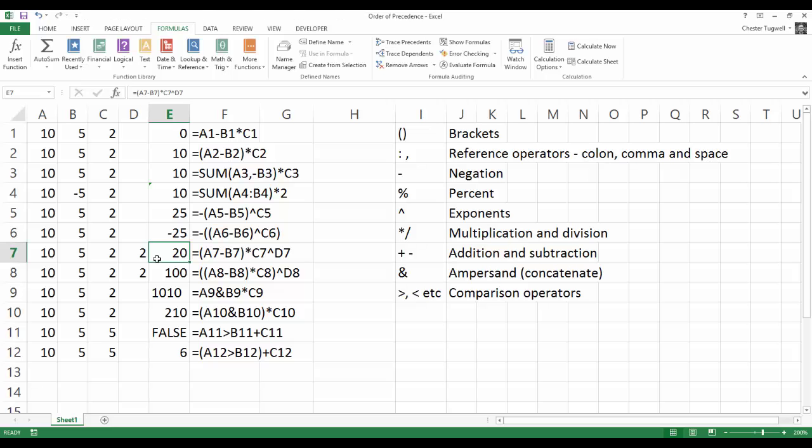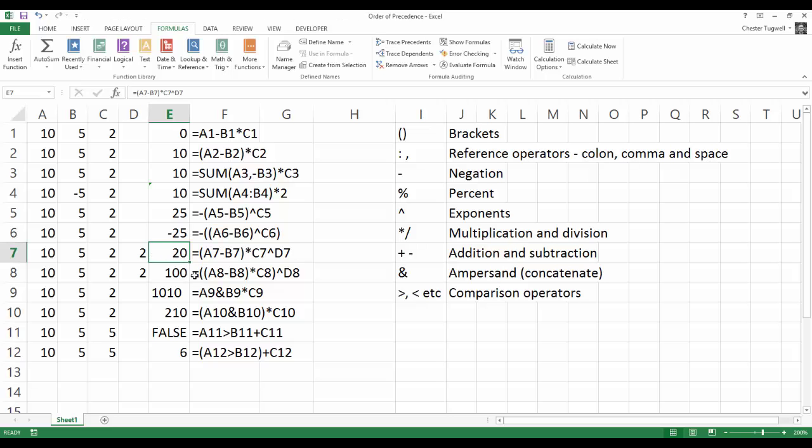Now, the reason that's happened is because the exponents are performed before the multiplication. So actually what it's doing is 10 minus 5 times 2 to the power of 2, which is 4. So 5 times 4 is 20.